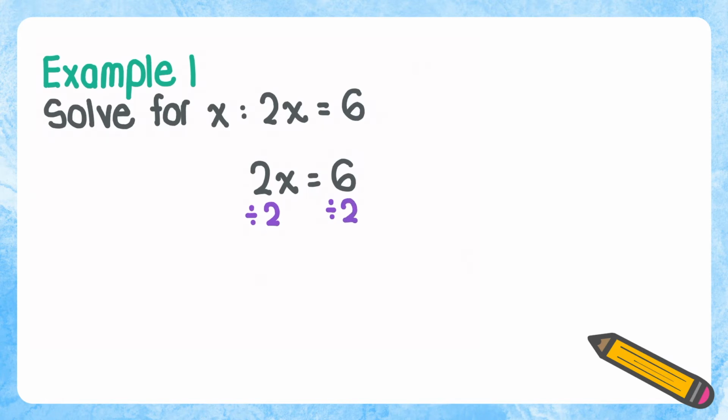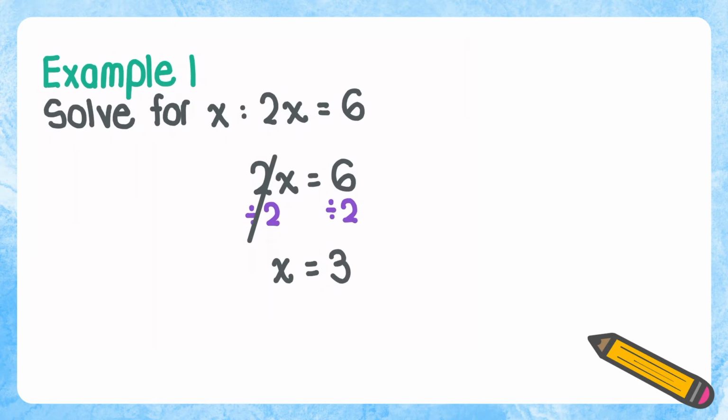Remember, we're doing inverse operations on both sides to balance that equation. We want to keep it balanced. So on the left side, the 2's cancel out, so we're left with x. And on the right side, 6 divided by 2 equals 3.